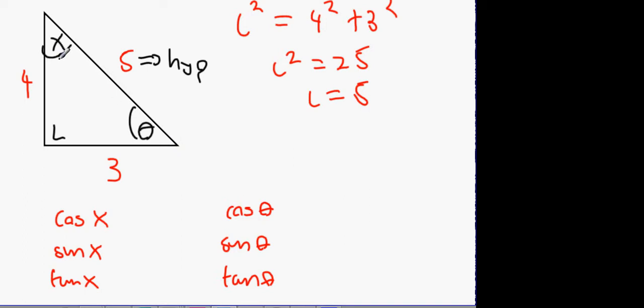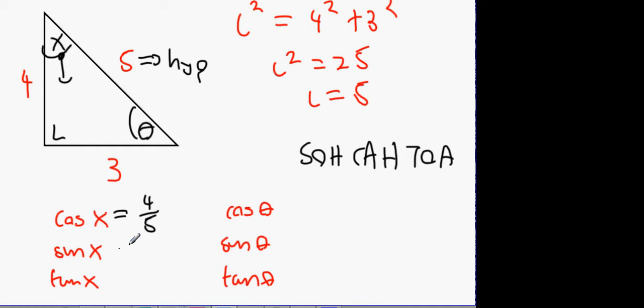So, for the angle x, which one is the opposite? And which one's the adjacent? Cos, sin, tan: SOH CAH TOA. Now guys, what is adjacent over hypotenuse for x? Cosine, 4 over 5. What is it for sin x? Opposite over hypotenuse, 3 over 5. And what is it for tan x? 3 over 4. Okay guys.